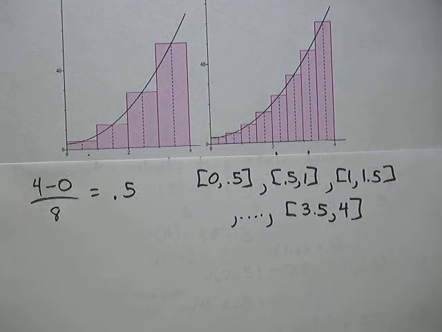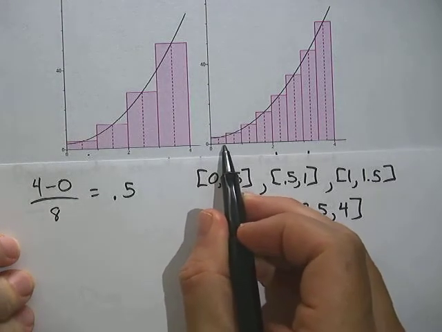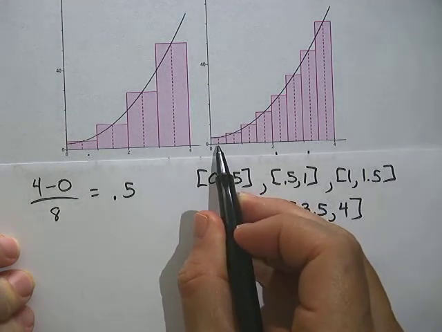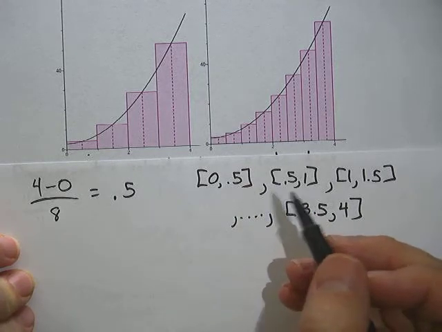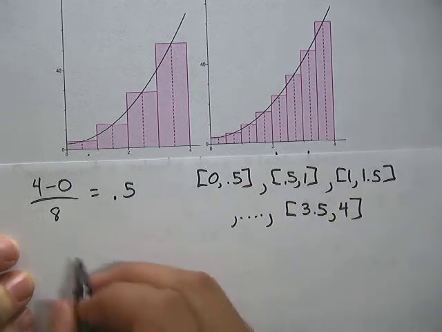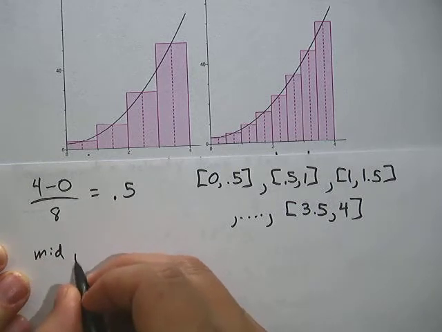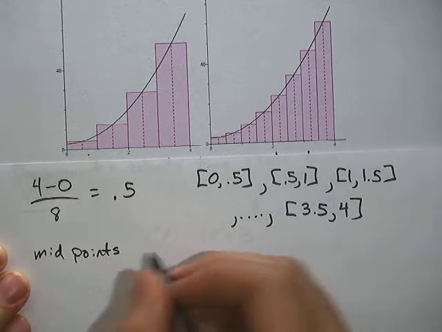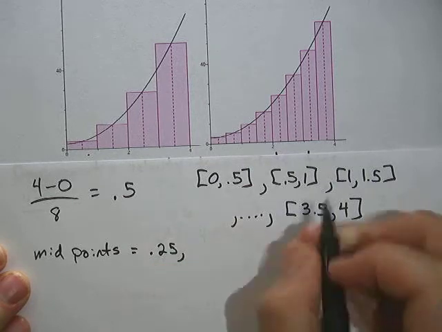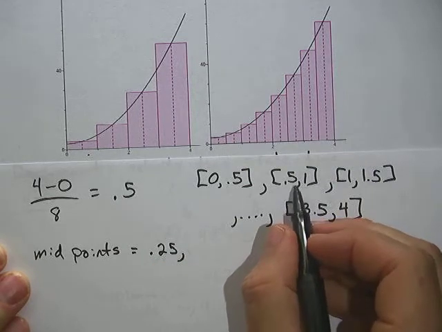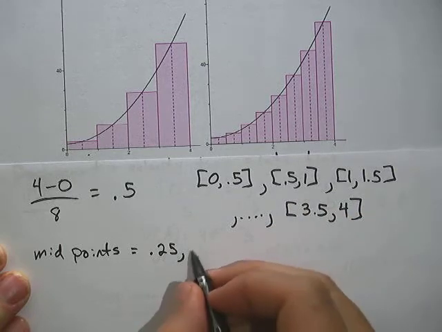Now we need to find a midpoint of each one of those little intervals. The midpoint from 0 to 0.5, what's in the middle of those two? Well, you can add them up and divide by 2. So you add these two up and divide by 2, you get 0.25. So our midpoints are going to be equal to 0.25. And then add these up, 1.5, divide by 2 is 0.75.